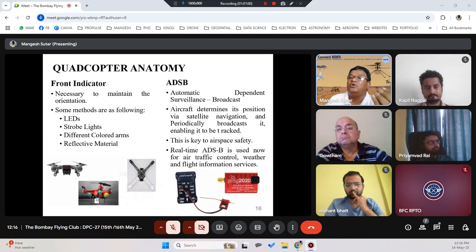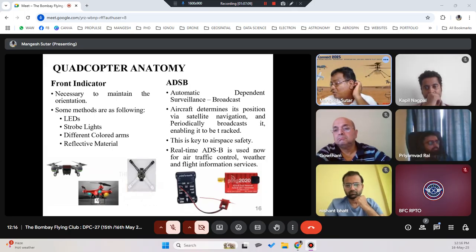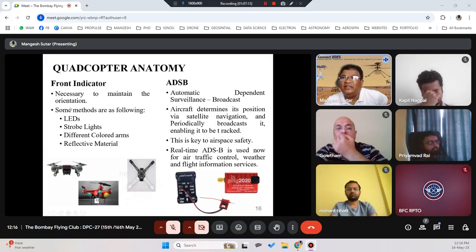because you will be flying your drone at night time also. At that point in time, when you are flying the drone at night, you should know which is the orientation of your drone, which is front, which is back. So you will have different color LEDs or strobe lights on your drones. Okay, so it is necessary to maintain the orientation.